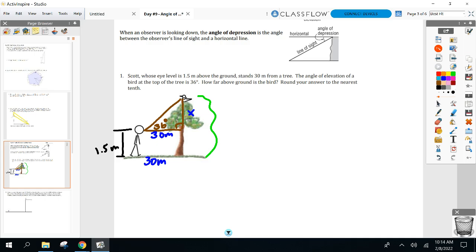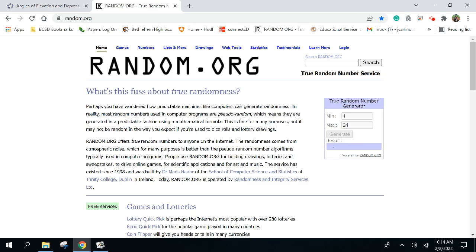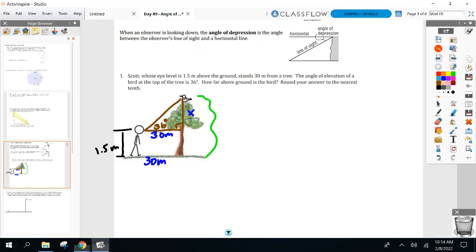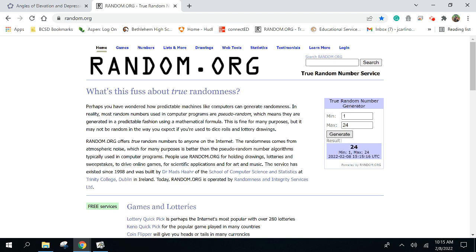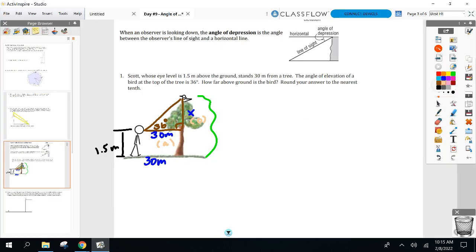Same way we've been finding every side: sine, cosine, tangent. Tell me what sides we have. What's the x and the 30, Josh, from the 36? Good work. And the 30? Good work. All right, so what ratio can I use here? Tangent. Let's roll. Tangent of 36 equals opposite x over adjacent 30.